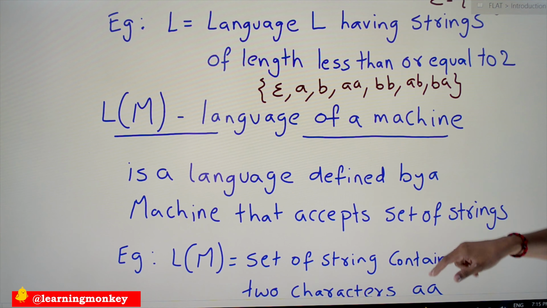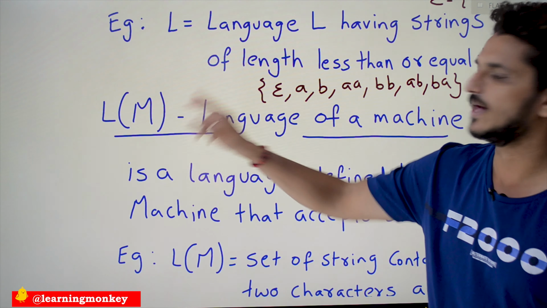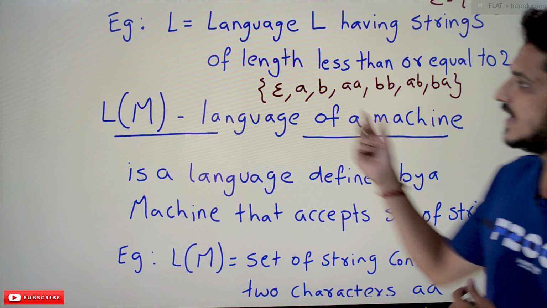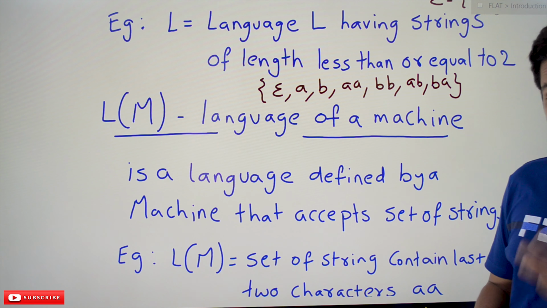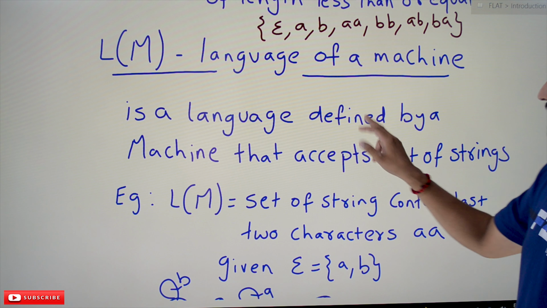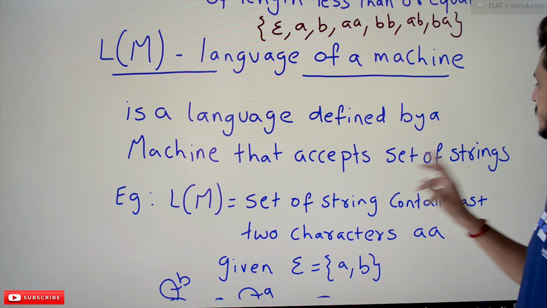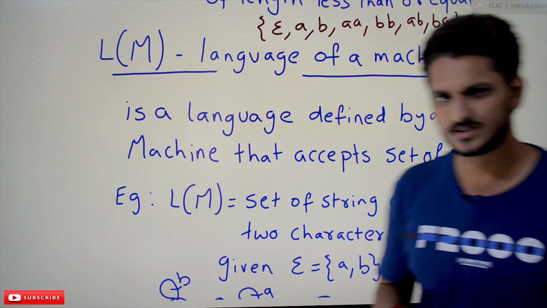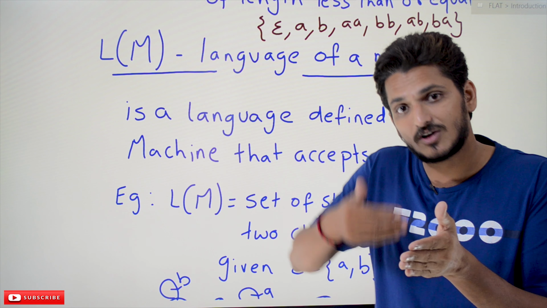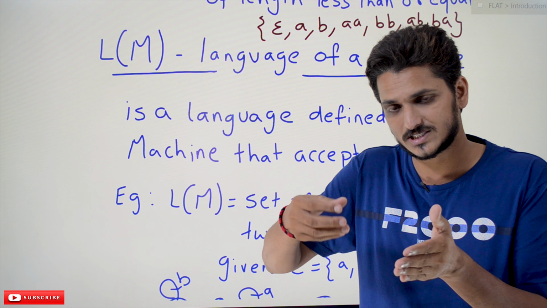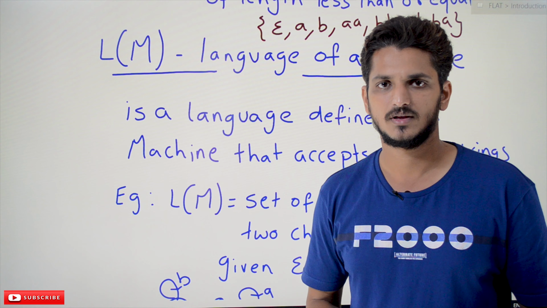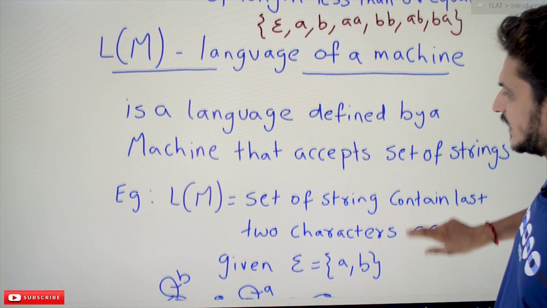Coming to that, one more example on language. L of M means language of a machine is given as L of M. So what does that mean? Language of a machine is the language defined by a machine that accepts a set of strings. Whatever strings are accepted by that machine, we call it the language of a machine. With an example we will understand better.